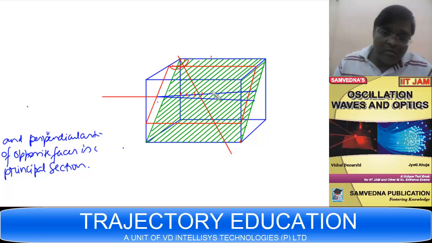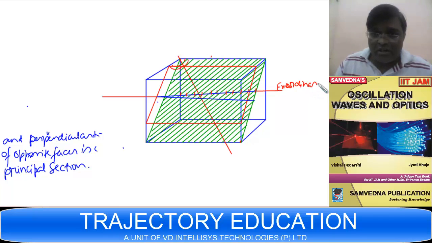The ordinary light will be having all the vibration parallel to the principal section. Suppose this is ordinary, right? Sorry, this is extraordinary. Extraordinary light is having all the field vibration parallel to the principal section. This is the extraordinary wave, or simply called E wave.